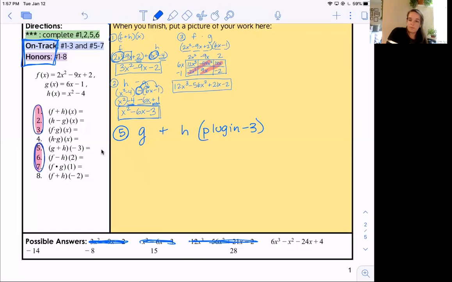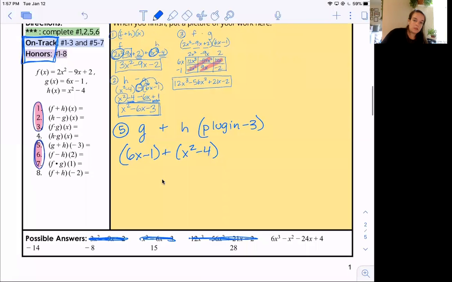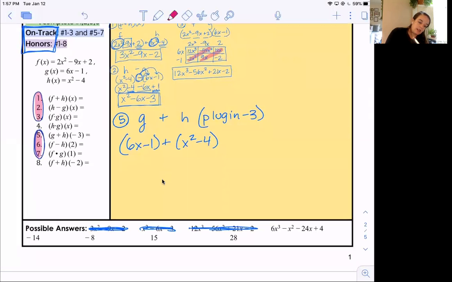This is going to be at the end. Right, so the g equation, 6x minus 1, plus the h equation, x squared minus 4, like that. So I'm going to go ahead and plug in negative 3 anywhere that I see x. So I see an x there, I see an x here. So this would be 6 times negative 3 minus 1. And this would be negative 3 squared minus 4.